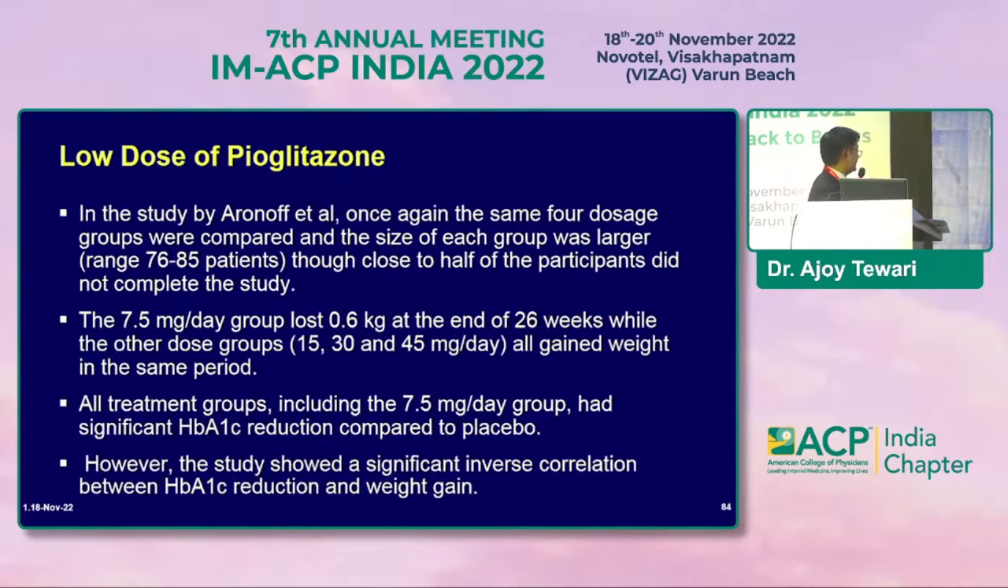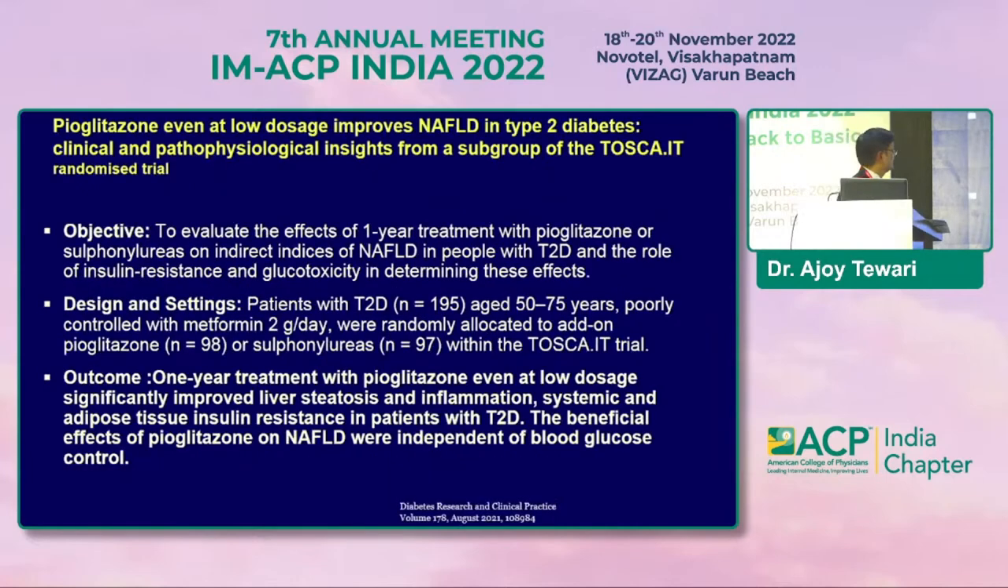Another study by Madhima et al. And this was from Arnoff group, and they also found that all treatment groups, including the 7.5 milligram per day, had significant HbA1c reduction compared to placebo. However, the study showed a significant inverse correlation between HbA1c reduction and weight gain. So then coming to the pioglitazone, even at low dose improved NAFLD in type 2 diabetes. So this is the low dose of pioglitazone in type 2 diabetes.